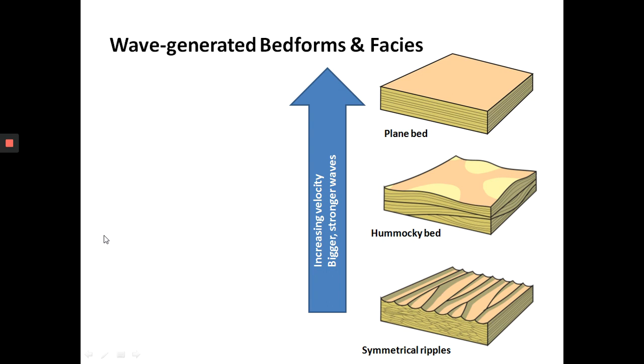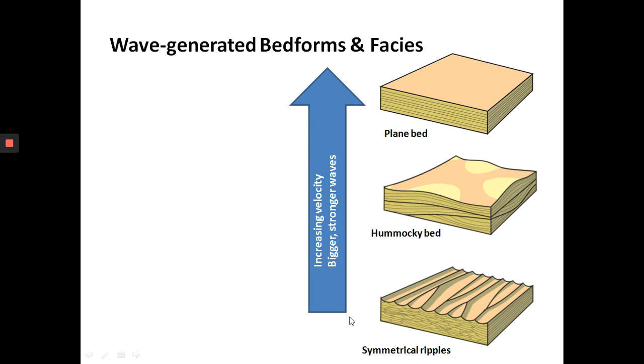So in general, there is a trend of evolving bedforms from symmetrical ripples to hummocky beds to plane beds with increasing velocity and bigger and stronger waves, right? You change from this to this. But this is a simple story.